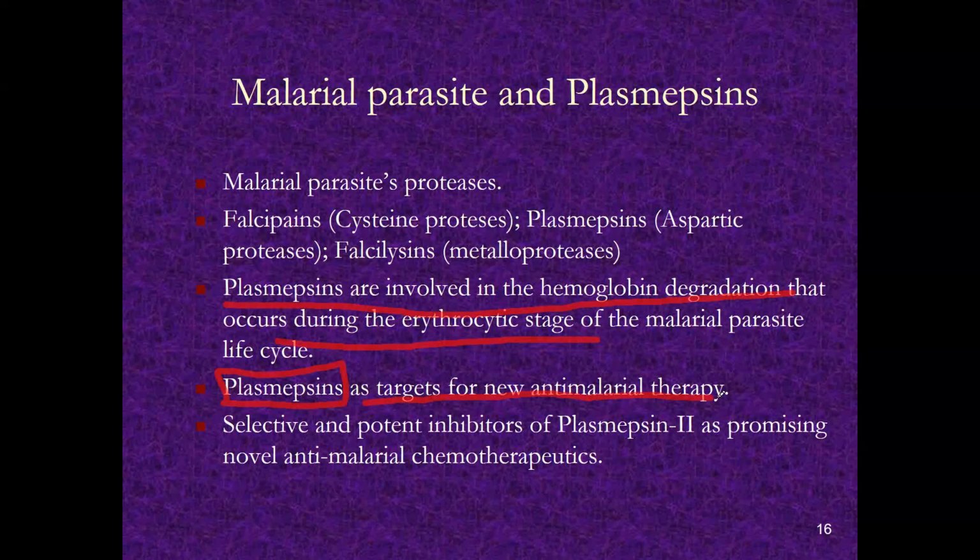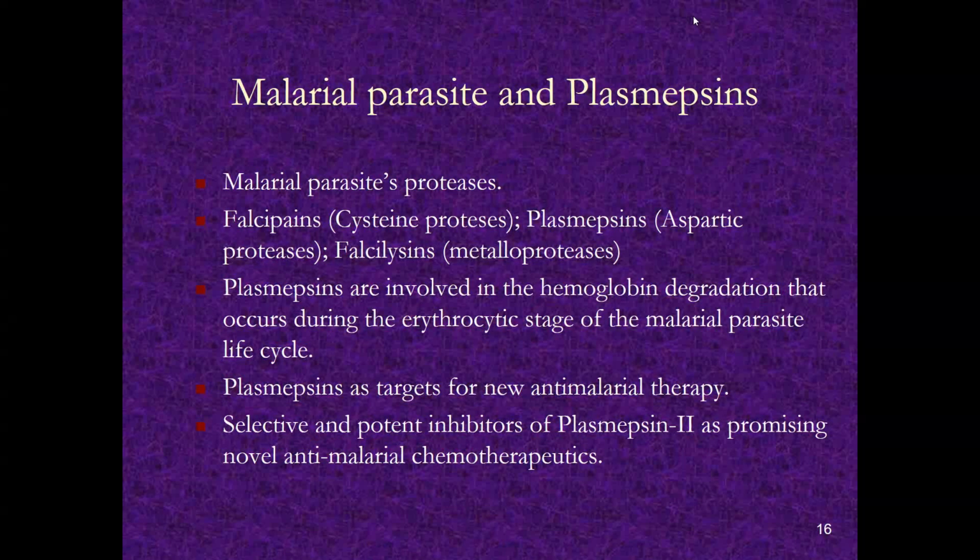So we need selective and potent inhibitors of plasmepsin. If we inhibit the plasmepsin, the hemoglobin will not degrade, okay, and the parasite will not multiply. So this was the idea, to inhibit the activity of plasmepsin by small compounds.